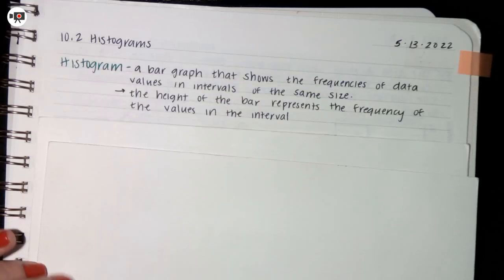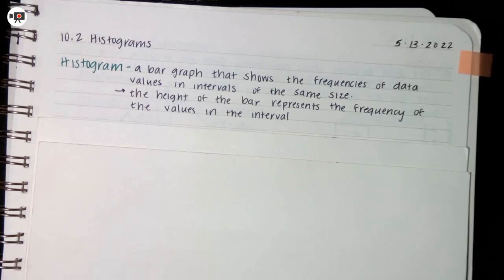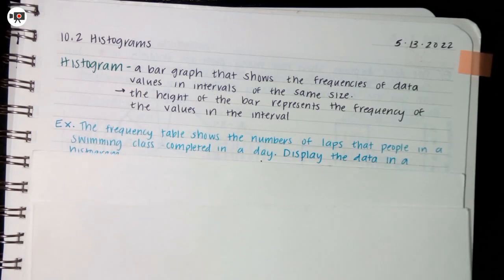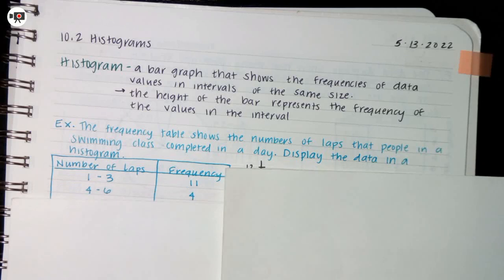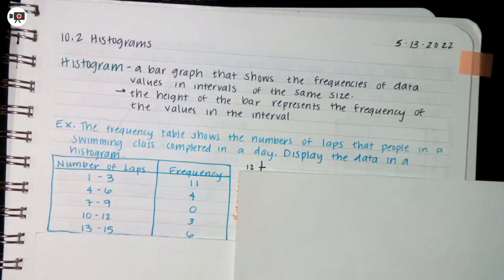This is 10.2, histograms. A histogram is a bar graph that shows the frequencies of data values in intervals of the same size. The height of the bar represents the frequency of the values of the interval. So the frequency table shows the number of laps that people in a swimming class completed in a day. Display the data in a histogram.